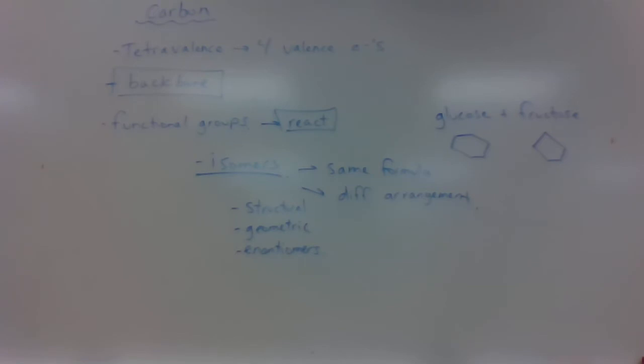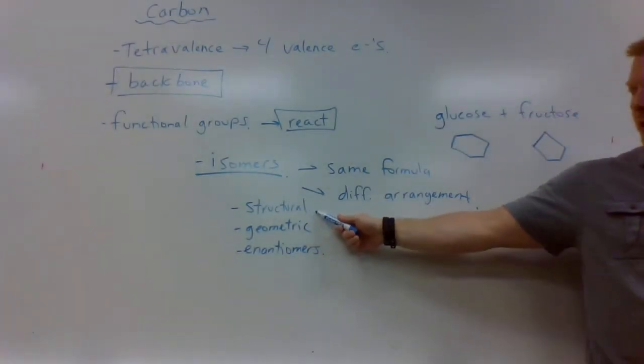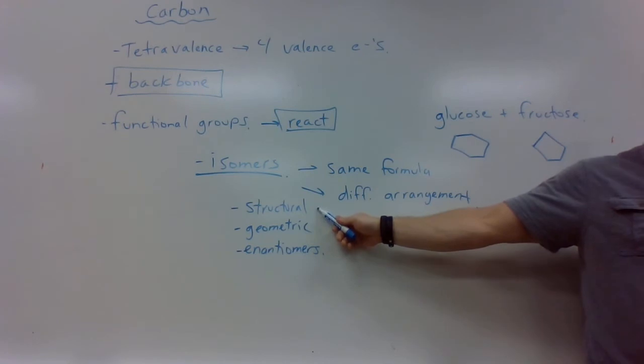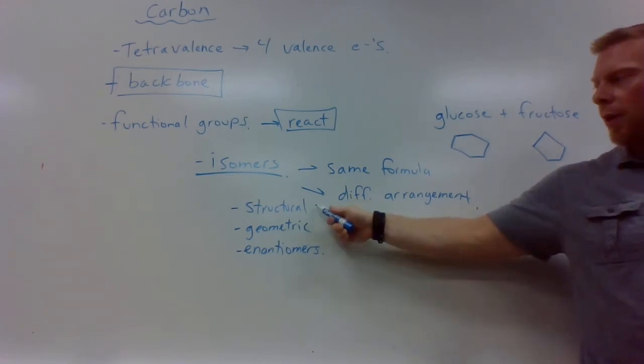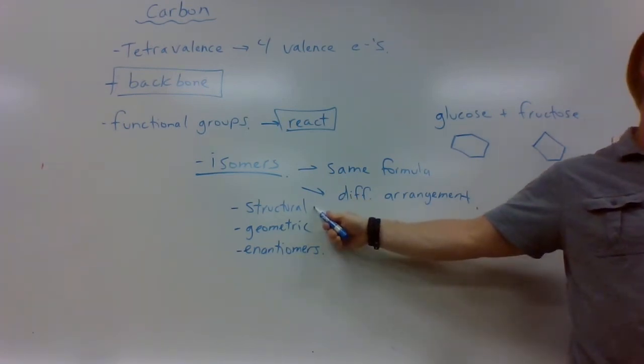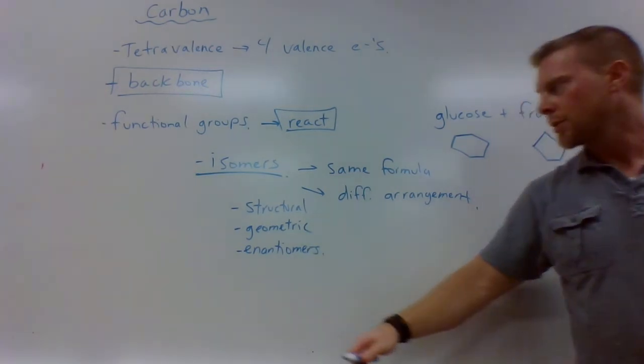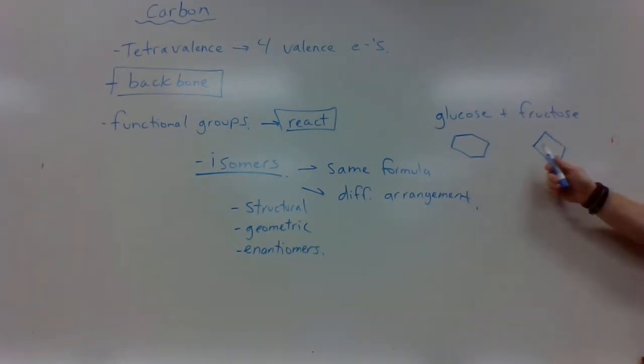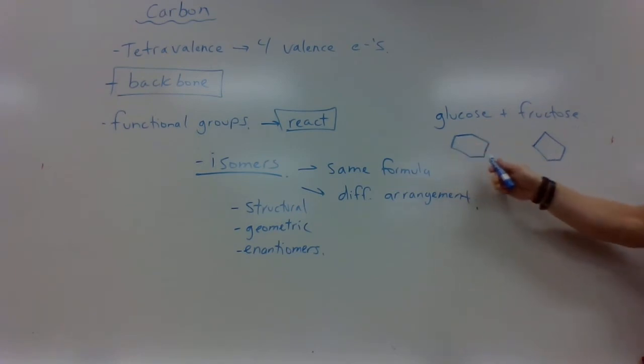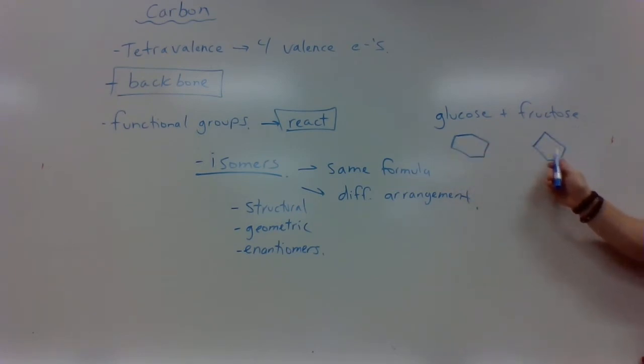Go ahead. Can you go over the difference between structural and geometric? Yeah. A structural isomer has the same molecular formula, but a different arrangement of carbons in the backbone. Okay. All right? So glucose and fructose are structural isomers because their carbon backbone making up the ring is arranged differently.